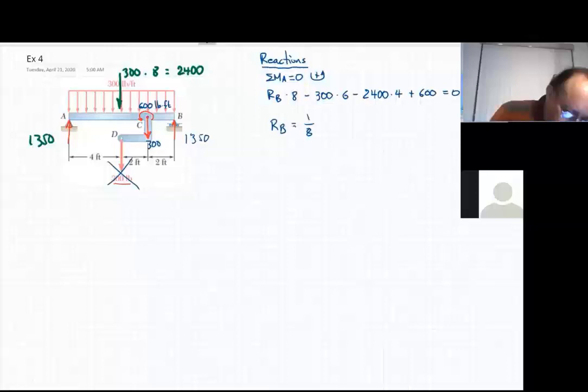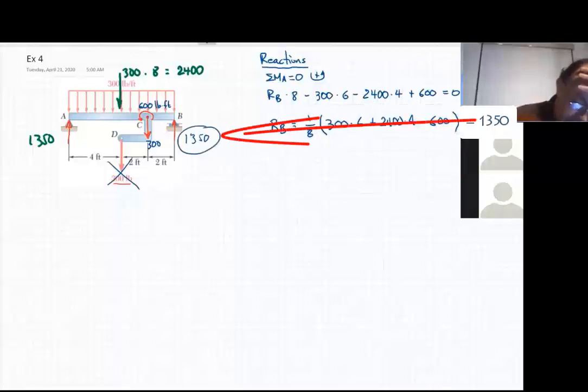Then RB equals 1/8 of 300 times 6 plus 2400 times 4 minus 600. That's 1,350. See, we got the same value, right?